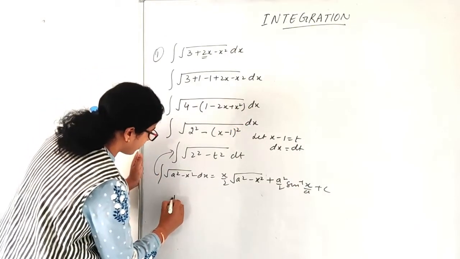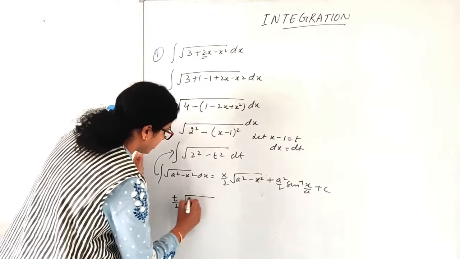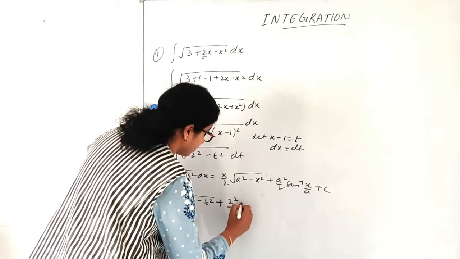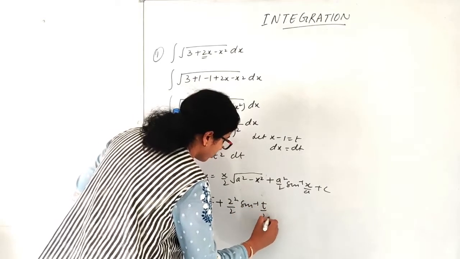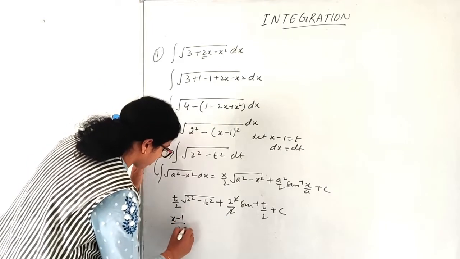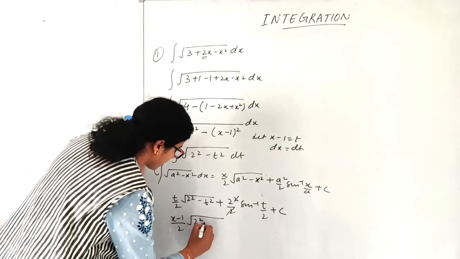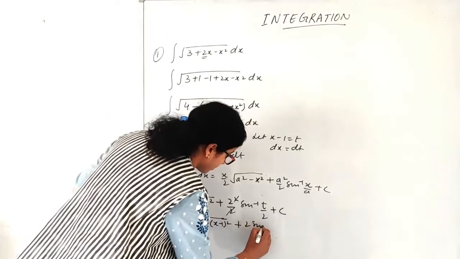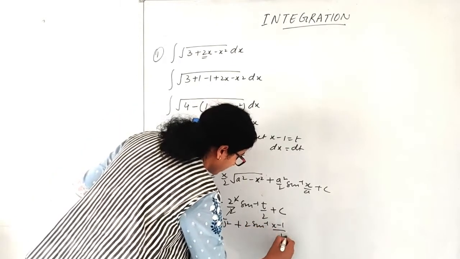So we'll get t by 2 root 2 square minus t square plus 2 square by 2 sin inverse t by 2 plus c. Substitute the value of t. So x minus 1 by 2 root 2 square minus x minus 1 whole square plus 2 sin inverse x minus 1 by 2 plus c.